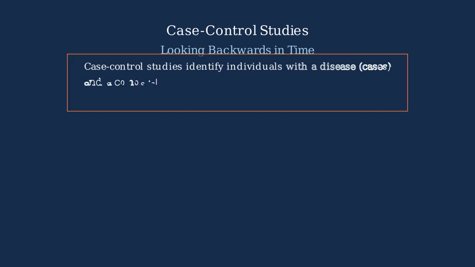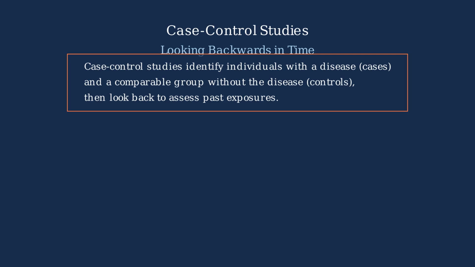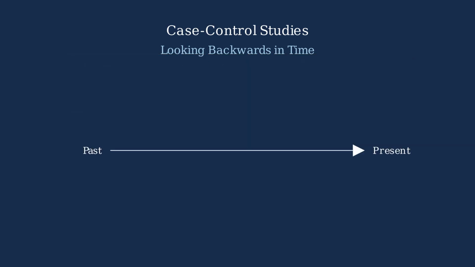Case control studies take a unique approach by working backwards in time. These studies identify individuals with a specific disease, called cases, and a comparable group without the disease, called controls. Unlike other study designs, case control studies start in the present and look back into the past.